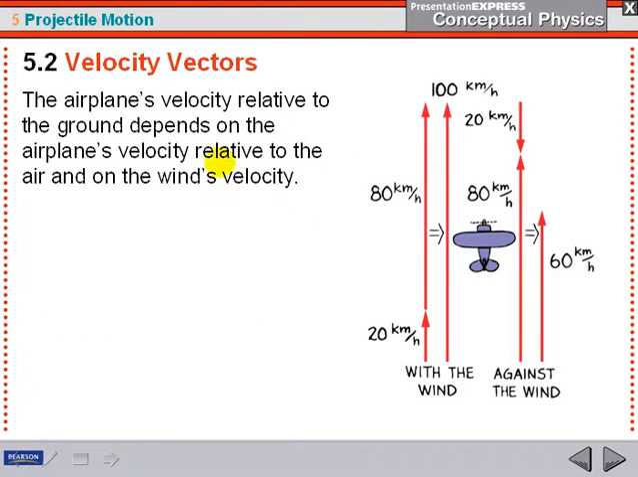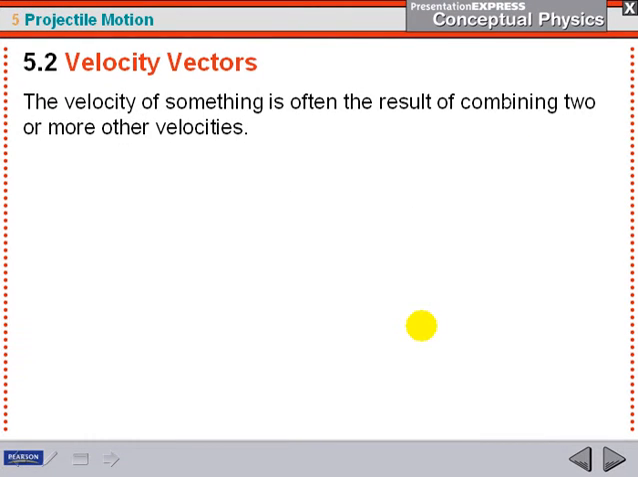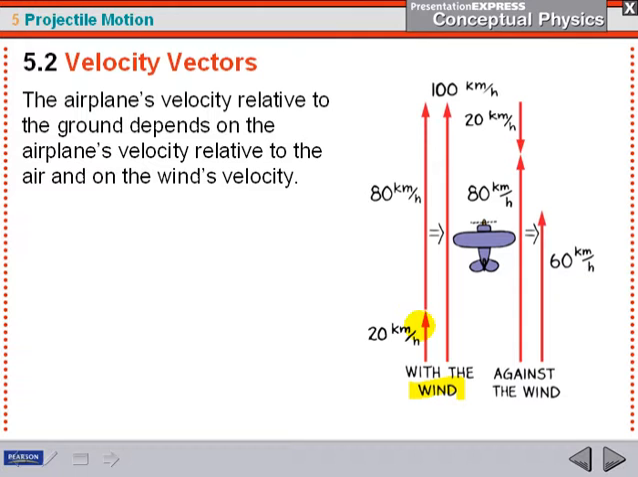So let's look at this airplane. When an airplane flies, it's flying through air, and the air itself is also moving. So we have to add those quantities together, and we're talking about, of course, wind. Air that's moving is wind. So if we look at this one, we have an airplane flying at 80 kilometers per hour, and then we have a wind of 20 kilometers per hour, and as a result we're going to get a total of 100 kilometers per hour.